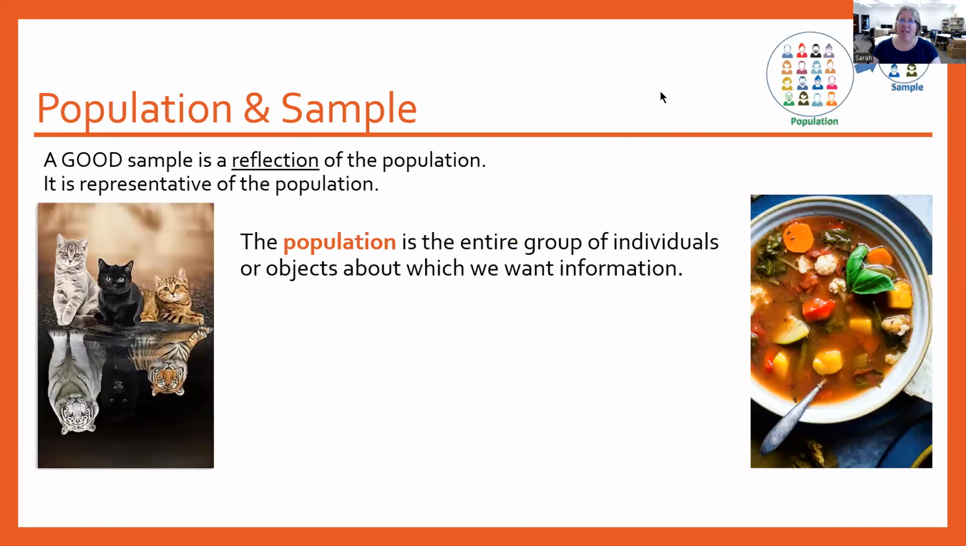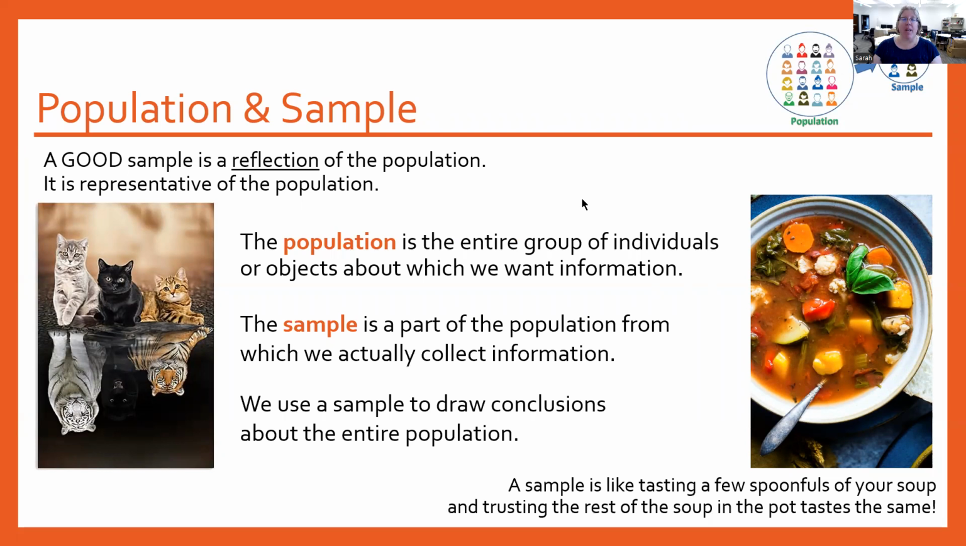So a good sample is a reflection of the population, or in statistics, the word that we use for that is that it's representative of the population. The population is the entire group of individuals or objects about which we want information. So these are all the people or things that we are interested in learning something about. And the sample is the part of the population that we actually get the data from, or collect information from. So we use that sample to draw conclusions about the entire population.